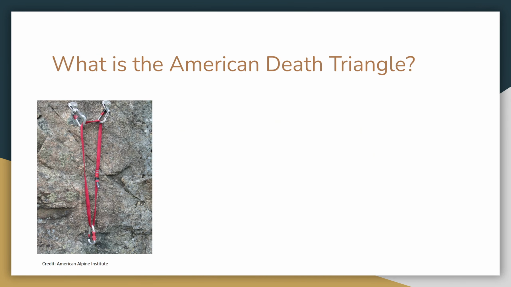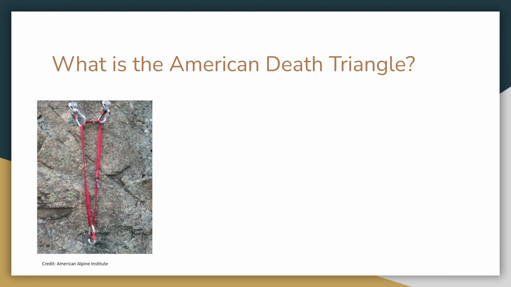And the first thing I'm going to talk about is what is the American Death Triangle. So it is this anchor setup shown in the image. I've taken this image from the American Alpine Institute. And in this image, you can see there's several things wrong with it. Obviously, the two carabiners at the top are not locking. The carabiner at the bottom, which is where the rope is going through, there's not a second carabiner that's opposite and opposed. And the sling is not redundant. So if the sling broke, the climber would fall. The rope would go down.